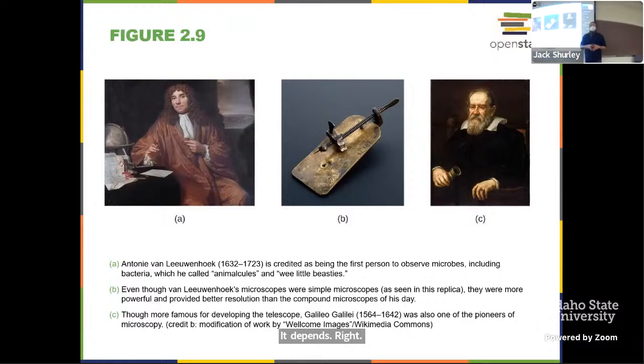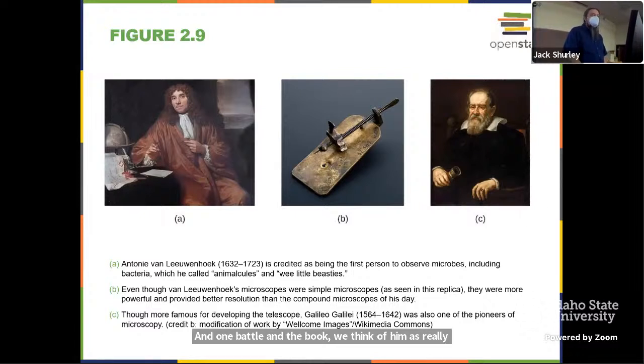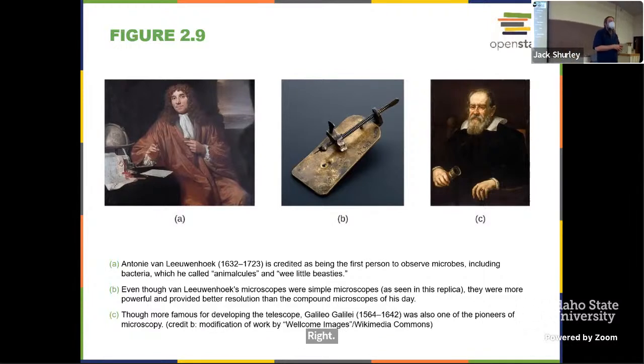Our first image over there is Antoine van Leeuwenhoek. We think of him as really one of the initial individuals that started looking at microbes, like a father of microbiology, father of microscopy, right? He looked at all sorts of things and really pretty impressive. There are all sorts of details about Leeuwenhoek that I think are really pretty fascinating, right?